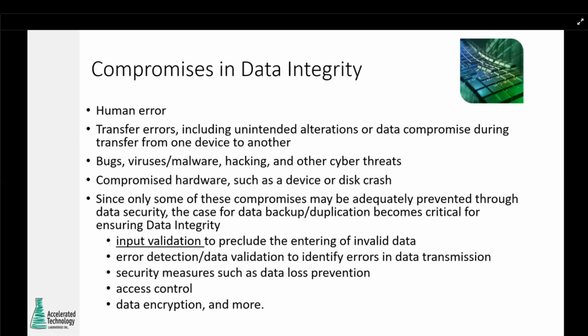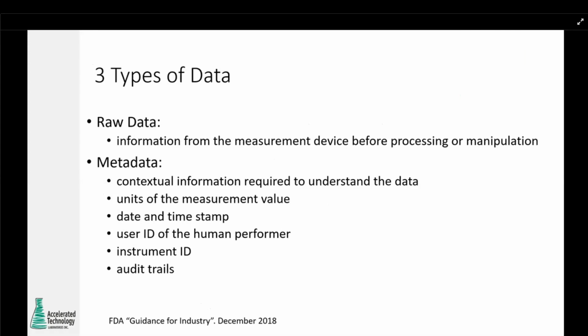Error detection and data validation to identify errors in data transmission. Security measures such as data loss prevention and access control, because you don't want just anyone to access that data. So with privileges and permissions, you can very carefully allow only certain people access to that data. And you may be able to have view-only control for those people that never need to audit the data or change it. And then also data encryption, not only during transmission if you're using a cloud-hosted solution, but also while the data is at rest.